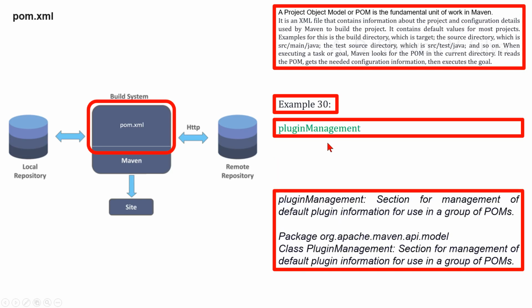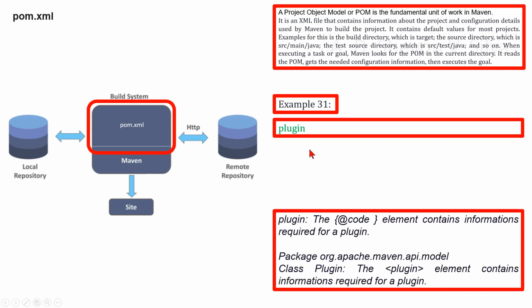Plugin management. Section for management of default plugin information for use in a group of POMs. Regarding API, the class PluginManagement in package org.apache.maven.api.model. Section for management of default plugin information for use in a group of POMs.